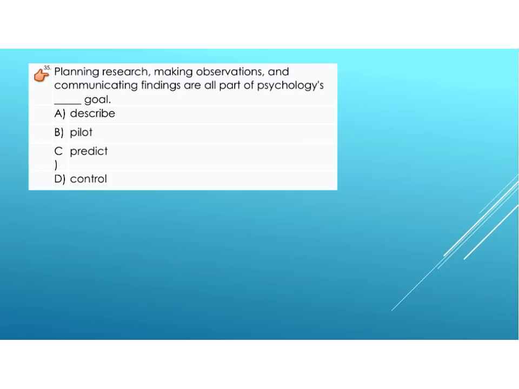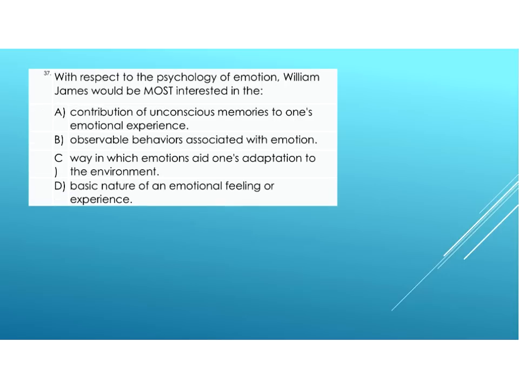This is a good example of a textbook question. So the textbook talked about the different goals of psychology: planning research, making observations, and then communicating those findings. That's all about describing. So the answer choice there was A, okay? But that's a nice example of something you should have read in Chapter 1. I didn't talk about it in an explicit way in class, but it's pretty straightforward, I think.